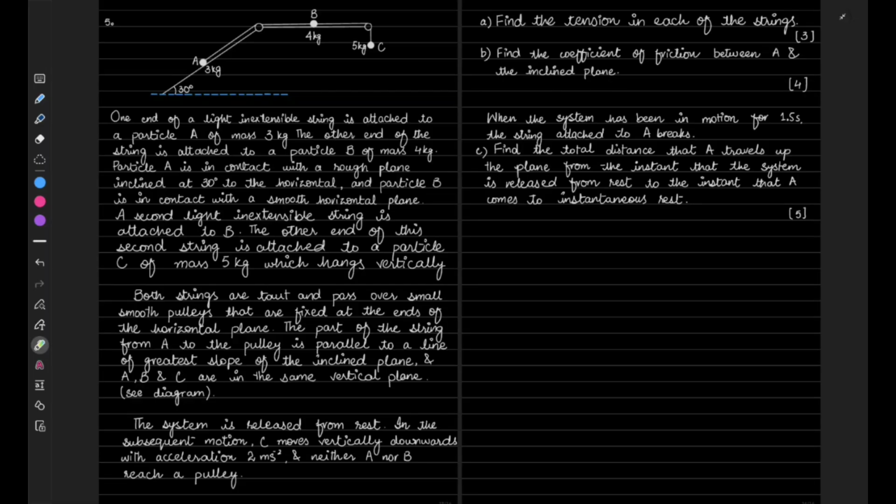One end of a light and extensible string is attached to a particle A. So this is your string, and it is attached to a particle A. Its mass is 3 kg. The other end of the string is attached to a particle B. The same string is attached here with a particle B of mass 4 kg. Particle A is in contact with the rough plane. Okay, so that needs to be written. This part is rough.